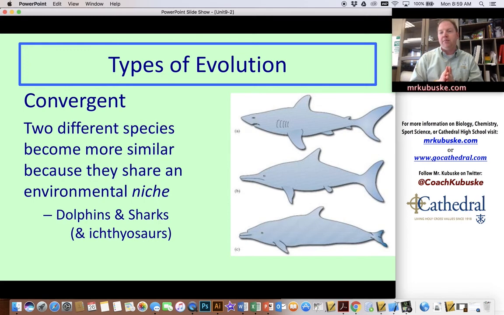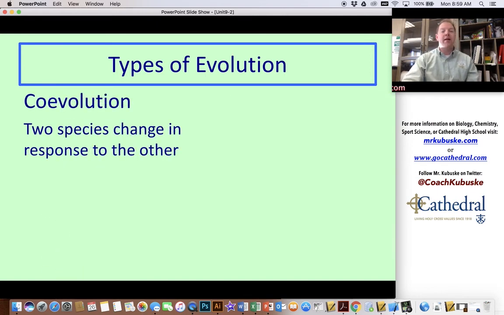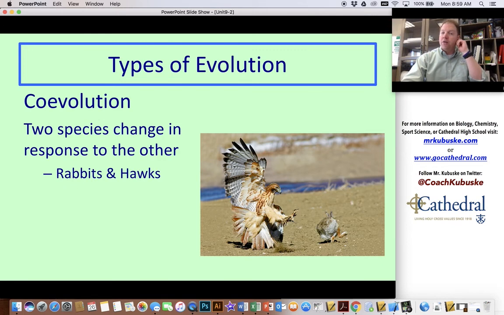So why do they have the same traits? Well, that's because those are the traits that give you the best chance of survival in that environment, and specifically here, the open ocean. Okay. And then the last one is coevolution. This is the idea that you evolve in response to one another.